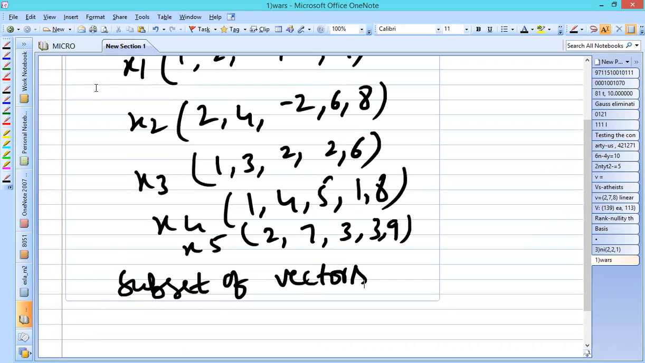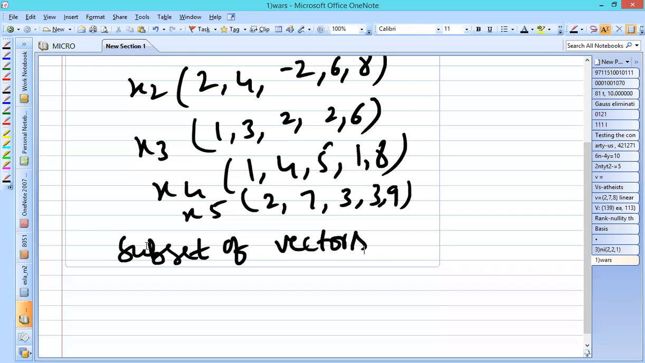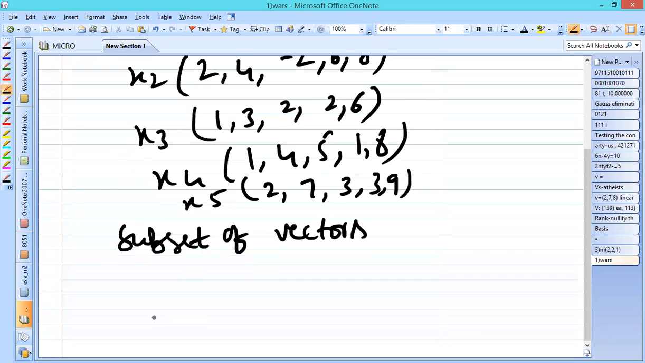So first, whatever the given elements are, x1, x2, x3, x4, x5, we are going to write them in vector matrix form. So here we can write the matrix A. What is the matrix A? Using the elements, can you tell me the matrix?